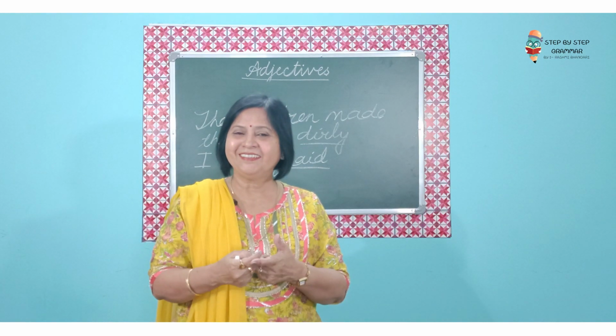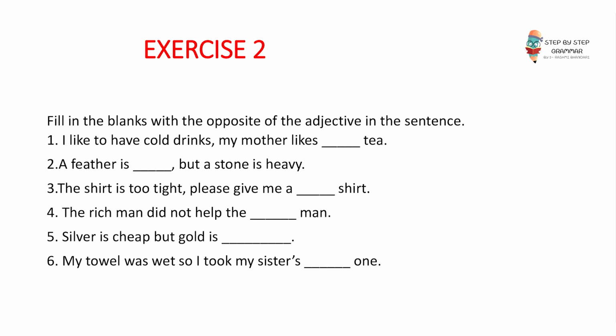One more exercise. In the next exercise, you have to fill in the blanks with the opposite of the adjective that is there in the sentence. So first of all, you will have to identify the adjective that is given in the sentence. And after picking out that adjective, you have to find its opposite. So what are we doing? Opposite of an adjective, that will also be an adjective. So that's it in front of you. Pick out the adjective first of all and then find its opposite.